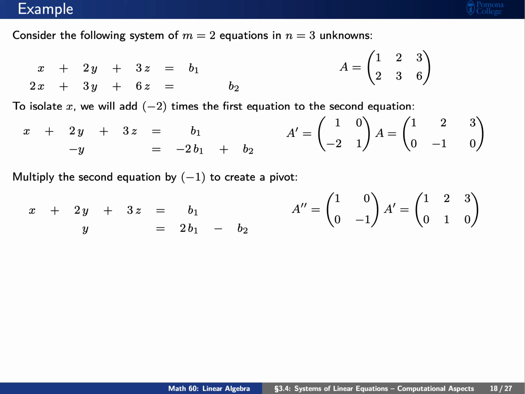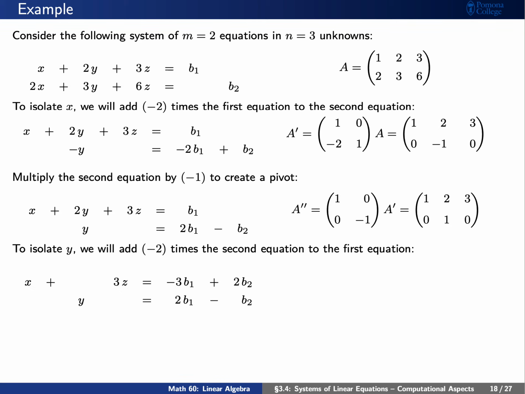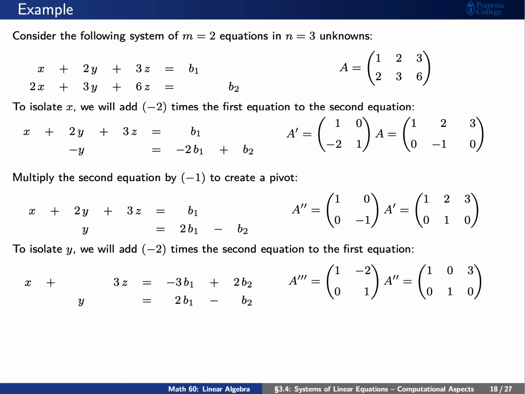Finally, we'd like to isolate y, so we're going to add -2 times the second equation to the first equation. This will now mean that we only have one equation involving x and one equation involving y. This operation of adding -2 times the second row to the first row is simply another elementary row operation. So again, we can multiply by an elementary matrix on the left.